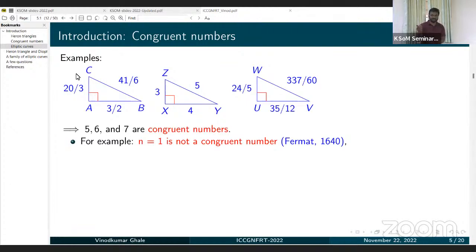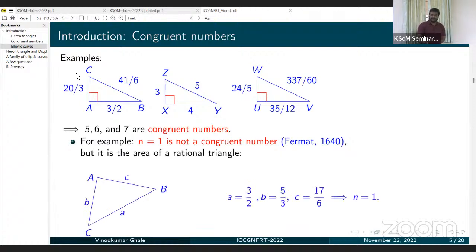For example, 5, 6, 7 are congruent numbers, but n was not a congruent number, by Fermat's legacy, because he introduced the method of infinite descent. But it can occur as the area of some other rational triangle. Rather, given any n, there is some rational triangle.